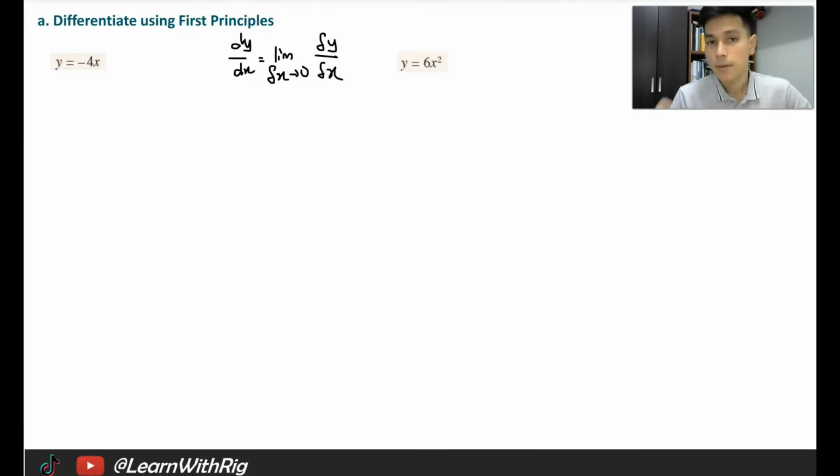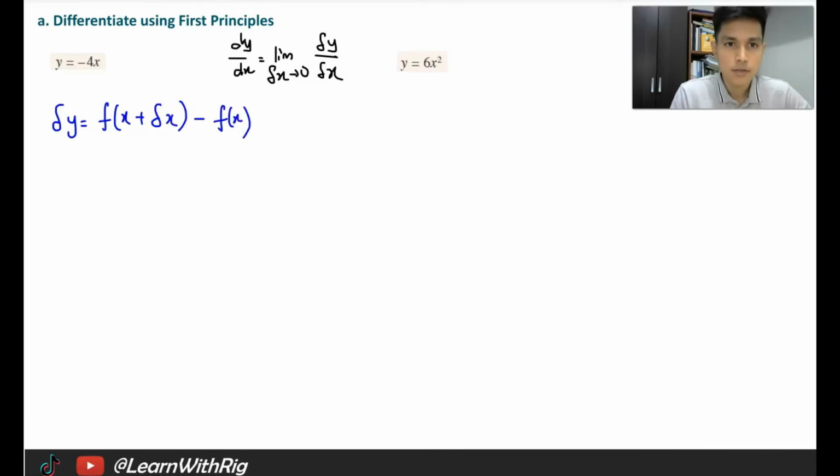This is the formula, but the first step you have to do is find delta x and delta y. To find delta y, I give you the formula: delta y equals f(x plus delta x) minus f(x). So y is basically f(x), same thing.